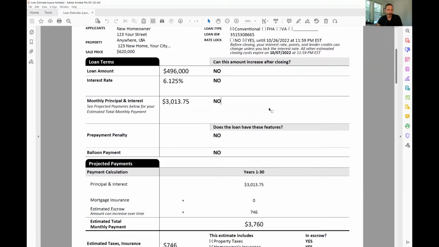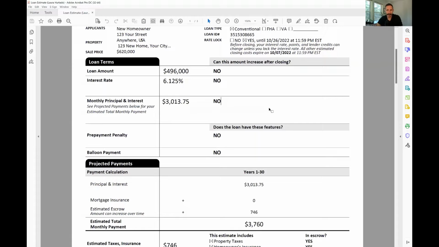Below that, it says prepayment penalty. The answer is no. So you can fully or partially prepay this principal balance, and you won't have any penalty. So again, back in the day, there were loans that carried prepayment penalties. Those loans, typically it was 80% of the principal balance, and they would charge you 6 months of interest on that amount.